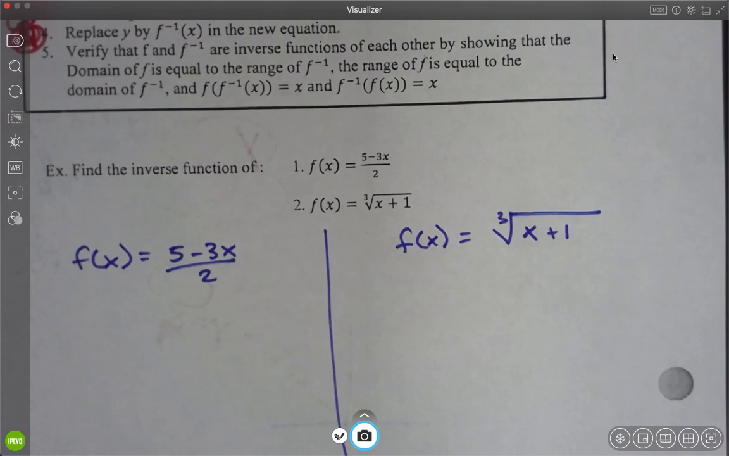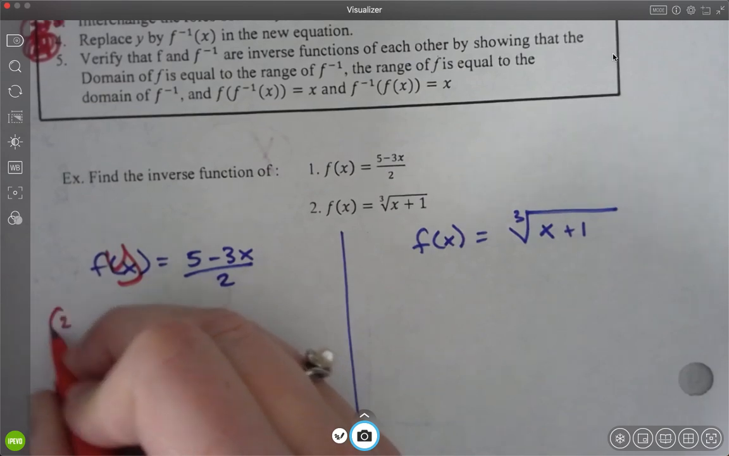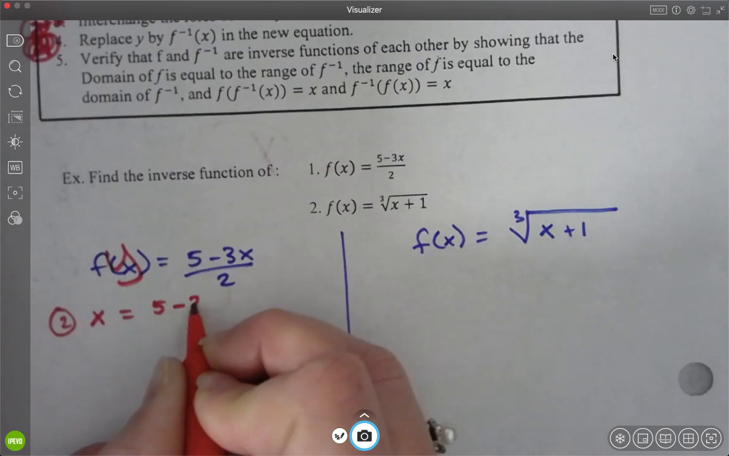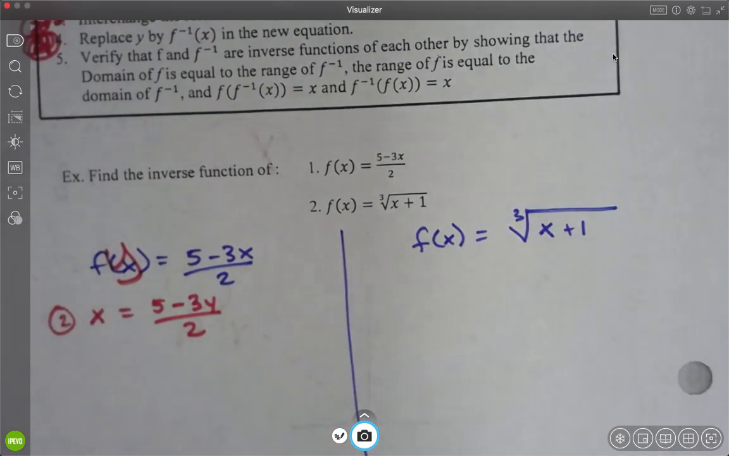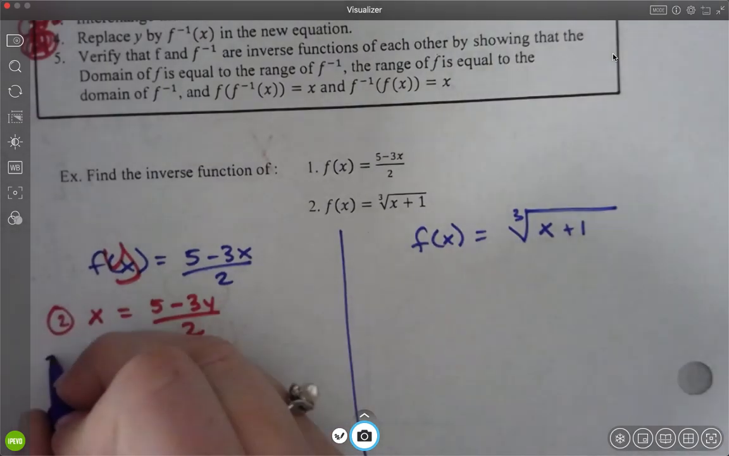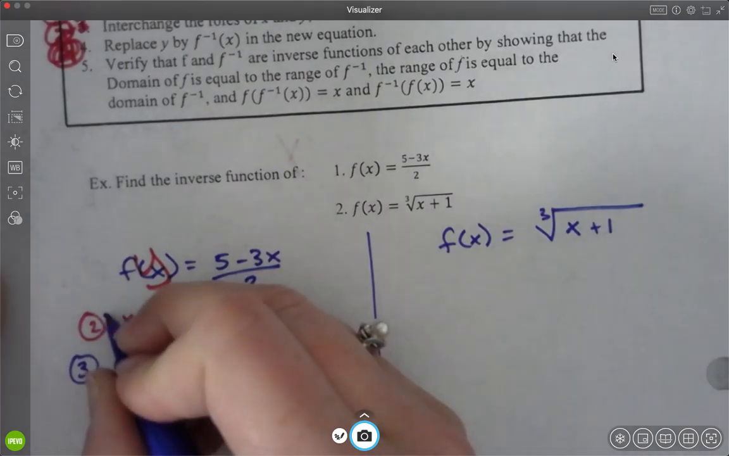So we want to find the inverse of these 2 functions. I just wrote them out again at the very bottom so that we have room to work below. First and foremost, switch f of x to y, and then step number 2 says switch x and y. There they are. Then solve for y. That's step number 3. So let's multiply by 2.